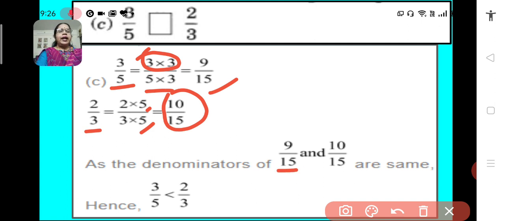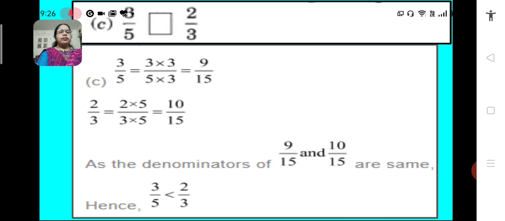Now, we have 9 upon 15 and 10 upon 15, both are like fractions. So, it is easy to compare them. We know that 10 upon 15 is greater. That means the fraction 2 upon 3 is greater than 3 upon 5.